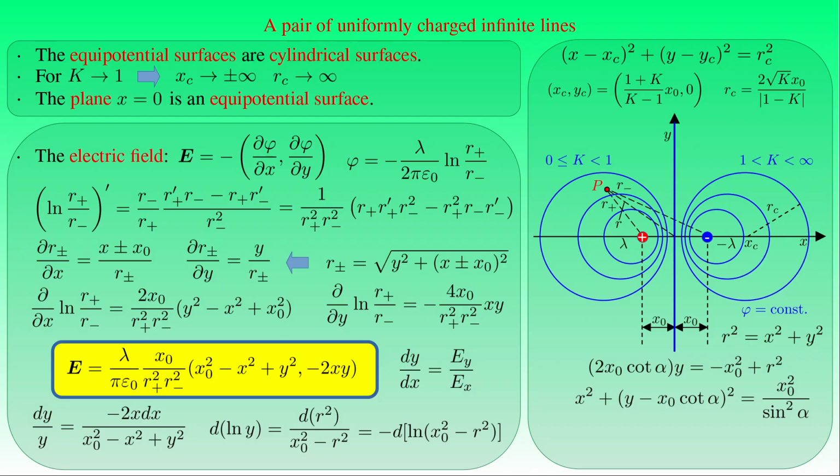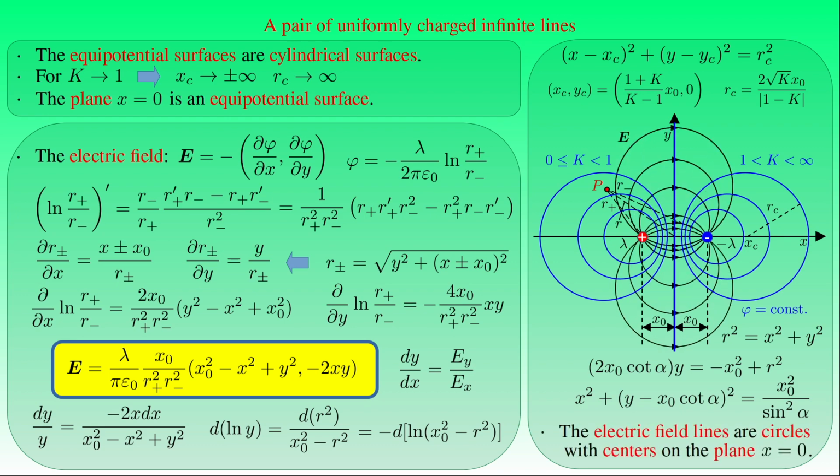whereas the y coordinate of the centers and the radii of the circles are determined by the distance x naught and the constant alpha. Then the equation shows that the electric field lines are circles in the xy plane with the centers on the plane x equals 0, where these circles form cylindrical surfaces running parallel with the charged lines. The intersections of these cylindrical surfaces with the equipotential surfaces, that is the intersections of the two families of circles, demonstrate that the electric field is everywhere perpendicular to the equipotential surfaces, as expected.